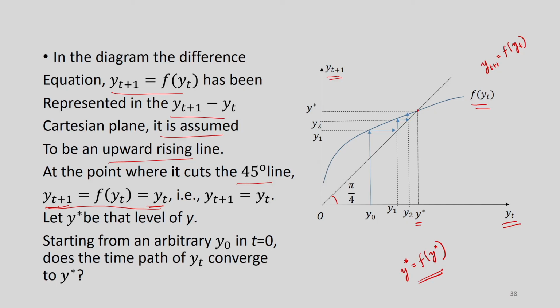Now, start from an arbitrary y 0 at t equal to 0. Suppose we are starting in the initial period where t is equal to 0. What is the value of y in that period? Let us suppose that is y 0. That could be any arbitrary value. So, we are taking a y 0 like here, it could be somewhere else also. Now, the question that we are asking is, does the time path of y t converge to y star? That is the question of dynamic stability or the lack of it.